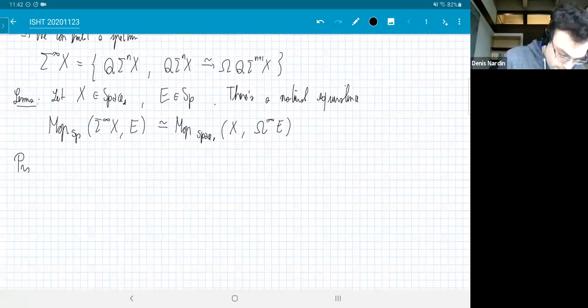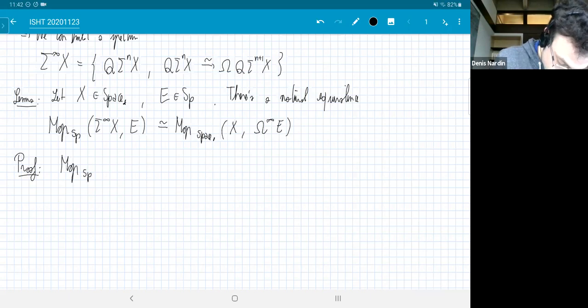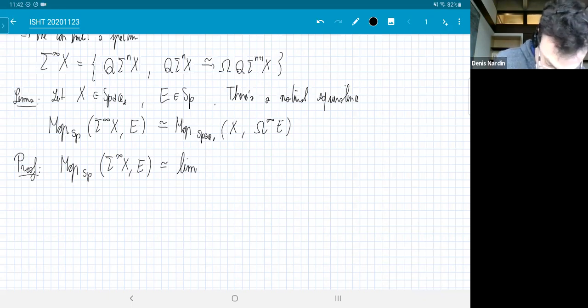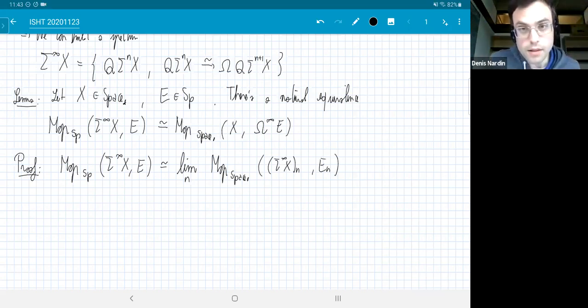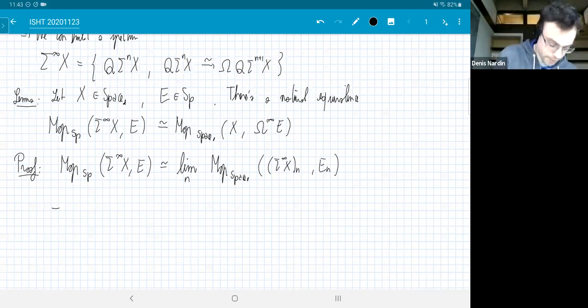Okay, let me put the proof here. How does the proof work? Well, we can write maps on spectra, remember, is the same thing as the limit over n of maps in pointed spaces of the nth space of the spectra. This was basically by definition of the infinity category of spectra. We define maps of spectra as this homotopy limit, which it is by definition of sigma n.